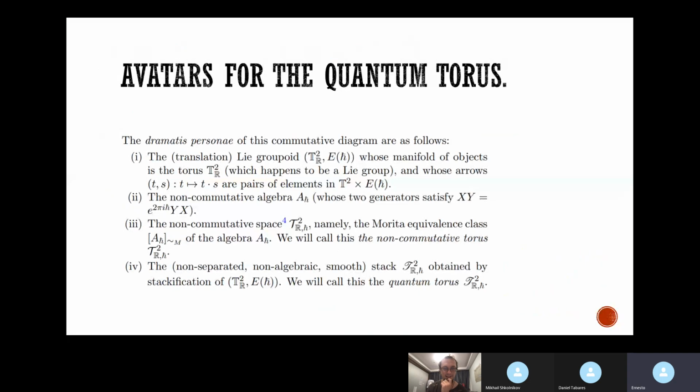So again, we have four avatars for the quantum torus: the group action, the foliation, the dynamical system in the torus; the non-commutative algebra, which is an operator algebra; the non-commutative space, which we will call the non-commutative torus, the Morita equivalence class of the non-commutative algebra; and the stack, which we will call the quantum torus, just to fix the names. So these are the four avatars for the quantum torus.